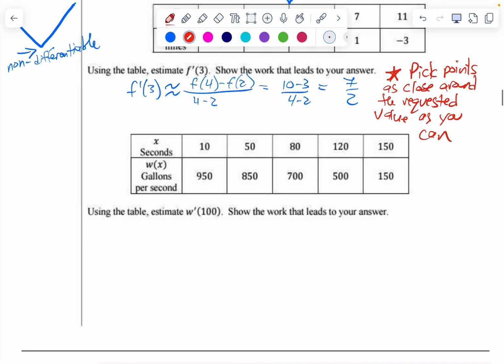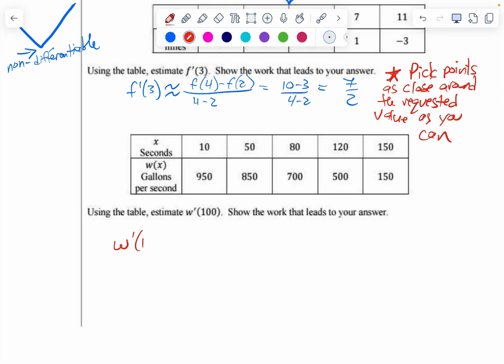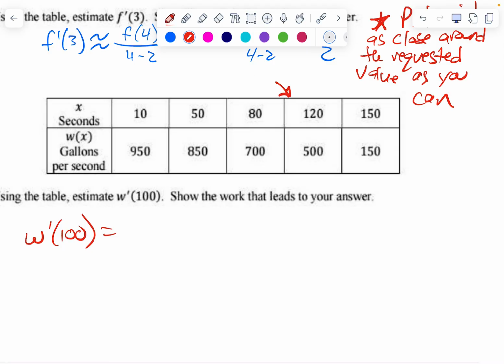Okay, look down here. We're going to do that same thing again. W prime of 100. Please pay attention to this one because this kind of stuff is what bites you if you don't. 100 is in between here, so we know we're going to do 500 and minus 700 over 120 minus 80. Negative 200 over 40, which is what? Negative 5. Now, labeling is what I want you to pay attention to.